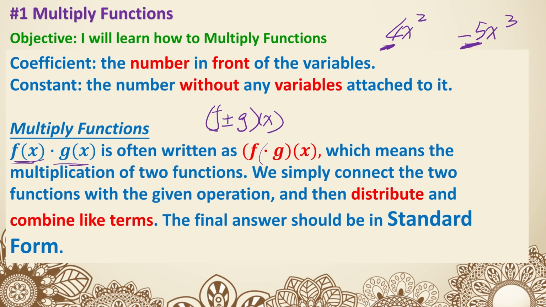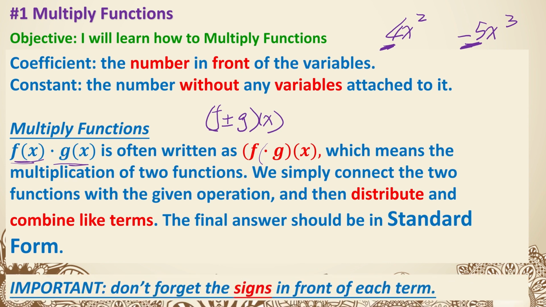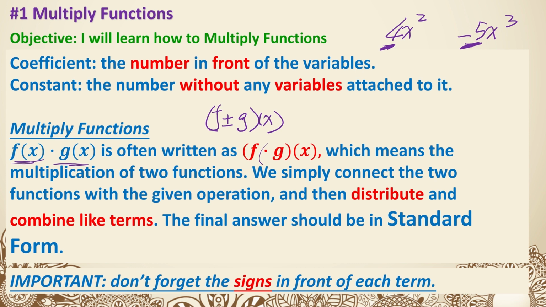The distribution, of course, will work slightly differently, so we'll get into the examples right away. But the important thing, don't forget the signs in front of each term. So for example, if you have 2x squared minus 4x plus 2, this middle term is actually negative 4x. Don't forget the negative sign.